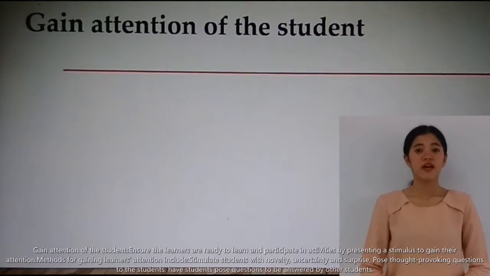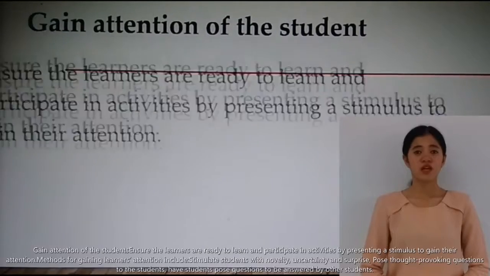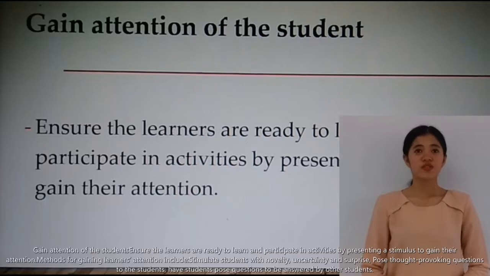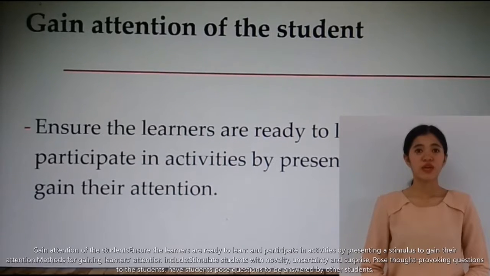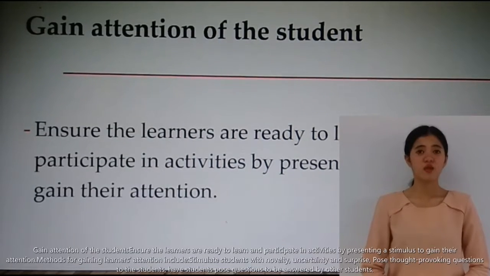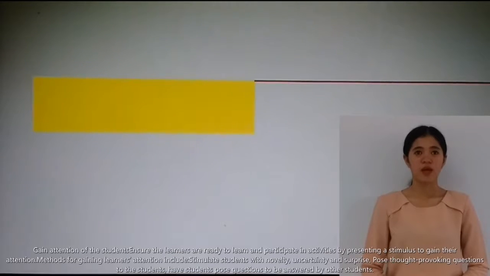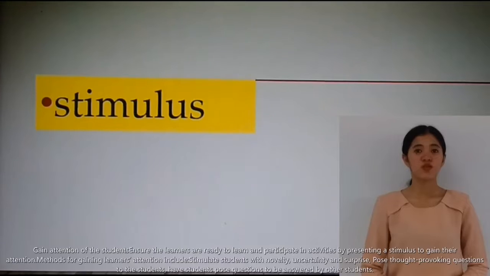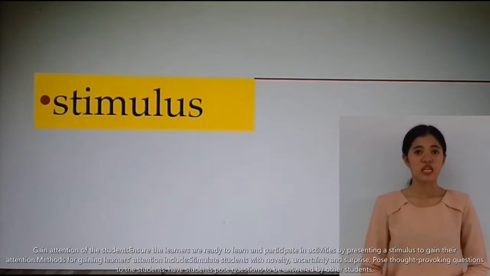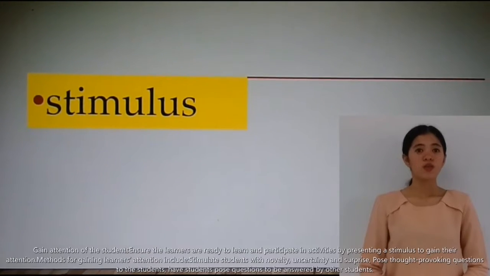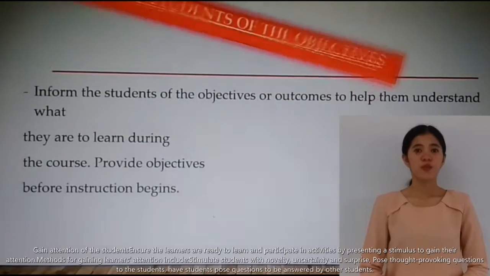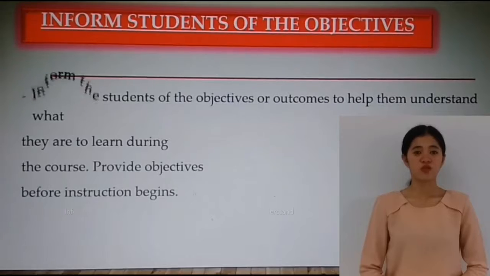The first event in Gagne's 9 events of instruction is gain attention of the student. Ensure the learners are ready to learn and participate in activities by presenting stimulus to gain their attention. Methods for gaining learners' attention include stimulate students with novelty, uncertainty, and surprise. Pose thought-provoking questions to the students. Have students pose questions to be answered by the student.